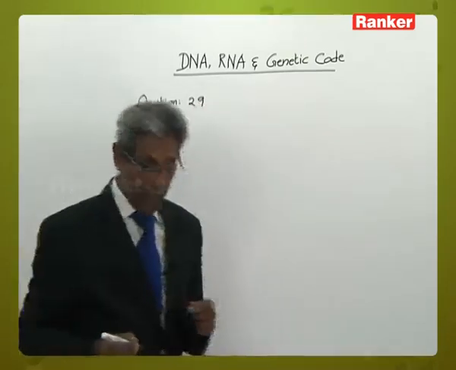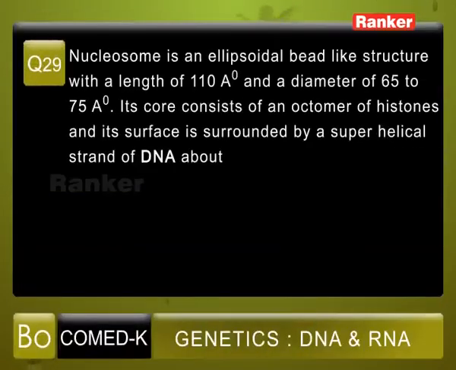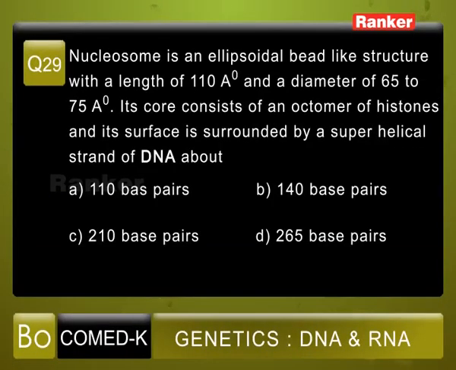We go to question number 29. Question number 29 says, nucleosome is an elliptical bead-like structure whose length is 110 and which has a diameter of 65 to 75 angstrom. Its core consists of an octamer of histones, 8 histones, and its surface is surrounded by a superhelical strand of the DNA, which could amount to how many base pairs?